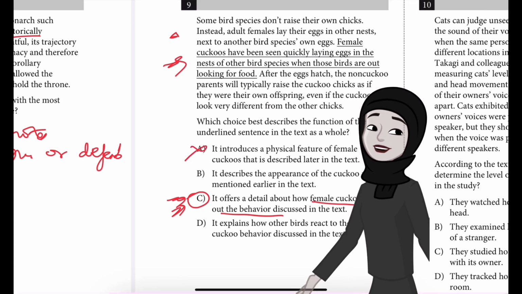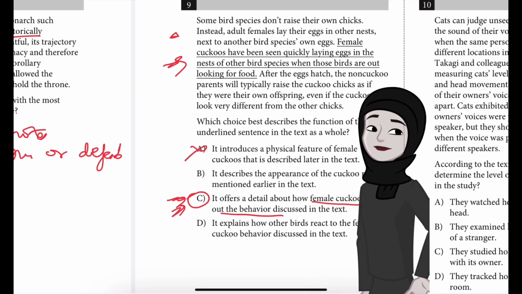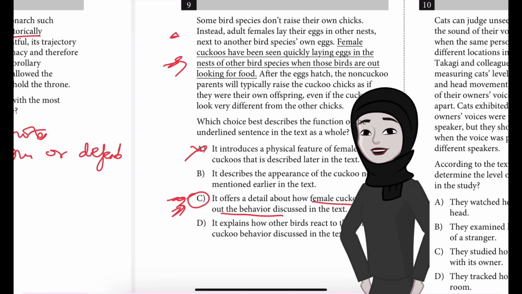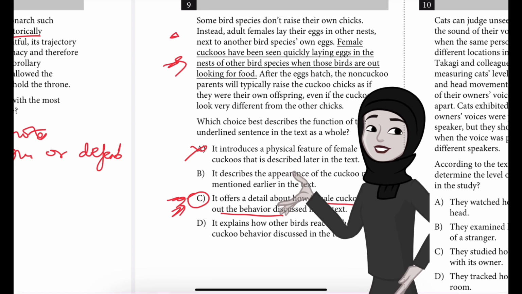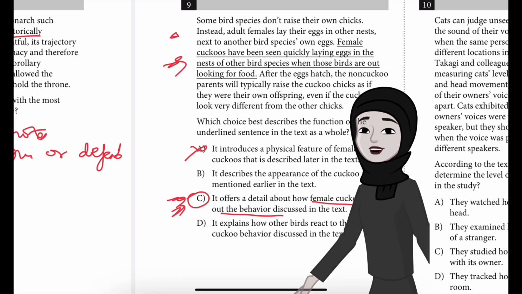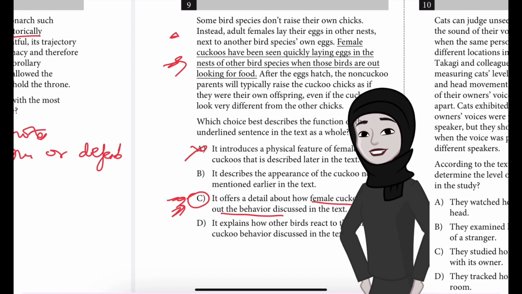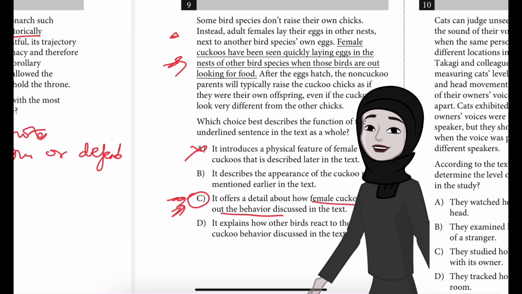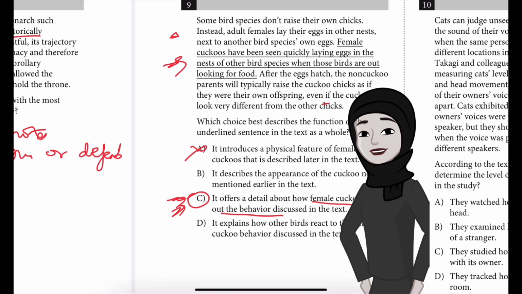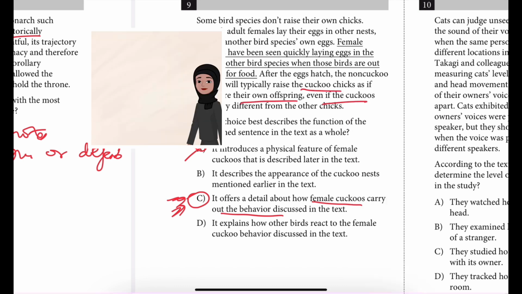A is saying it introduces a physical feature of female cuckoos. That's not correct. Rather than mentioning a physical feature of female cuckoos, the underlined sentence introduces a specific behavior of female cuckoos, laying eggs in the nests of birds of other species when the birds are away. The only reference to physical features is in the last sentence, a general mention of cuckoo chicks looking different from chicks of other species. So the looks are not mentioned except in the last sentence, that the cuckoo chicks will look different. That's all. But it's not in the underlined sentence that we need.